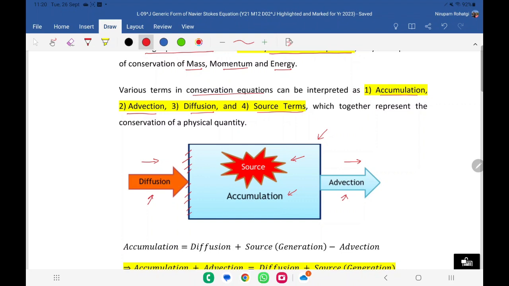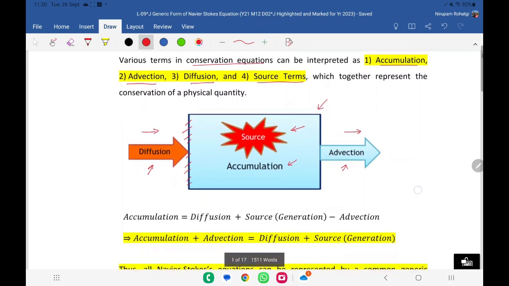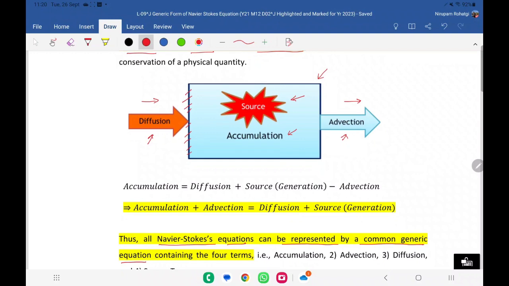Okay, so this is basically the difference between them. In diffusion, the same physical quantity is entering in without mass going in. Advection is the same physical quantity going in or out with the mass. Now if you put all this together, you can say whatever is the accumulation within will be equal to diffusion going in, source which is generating within, and advection which is going out.